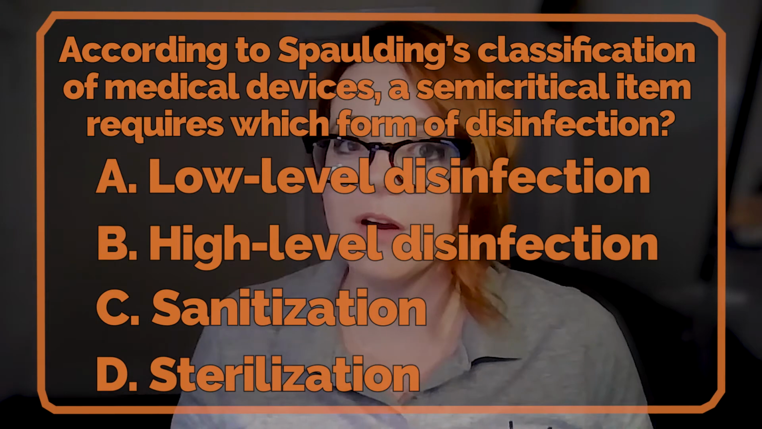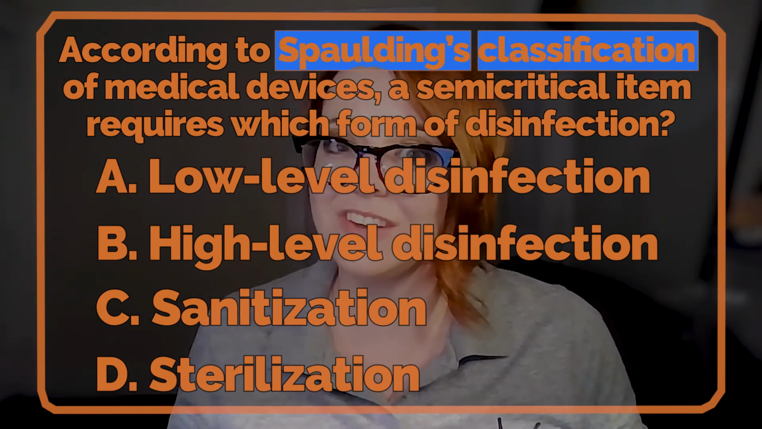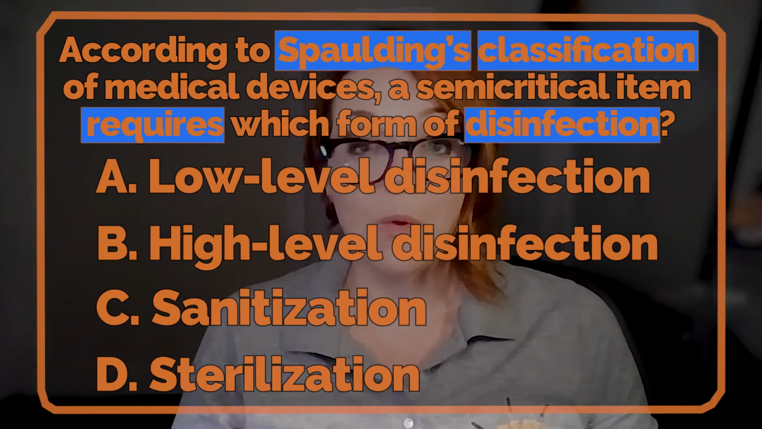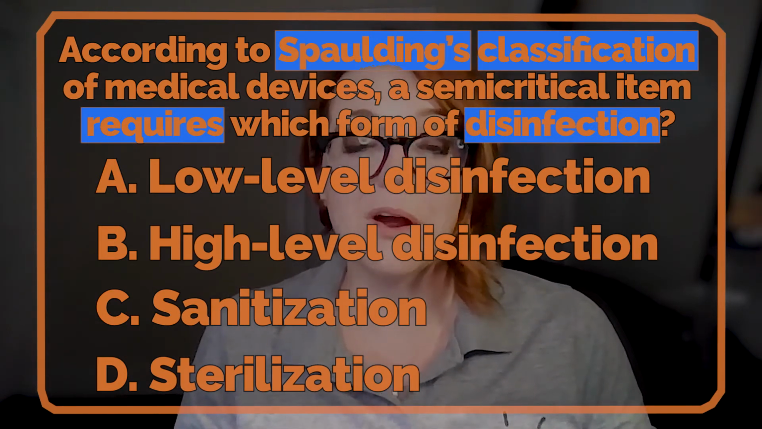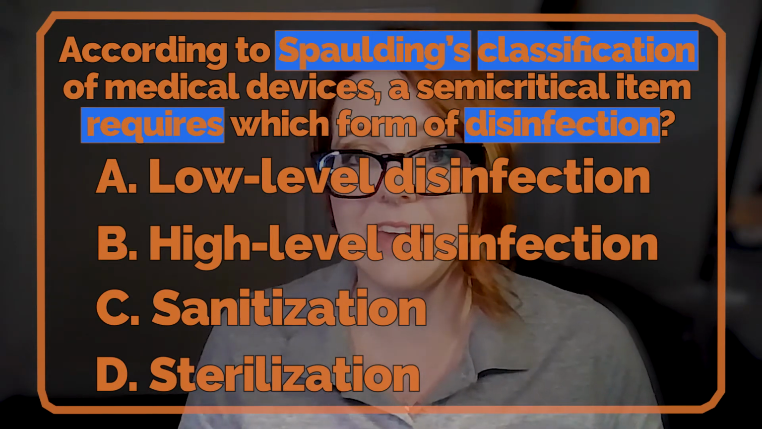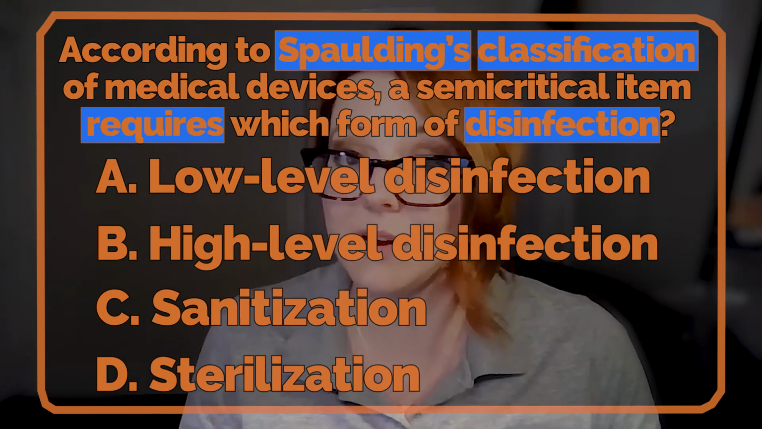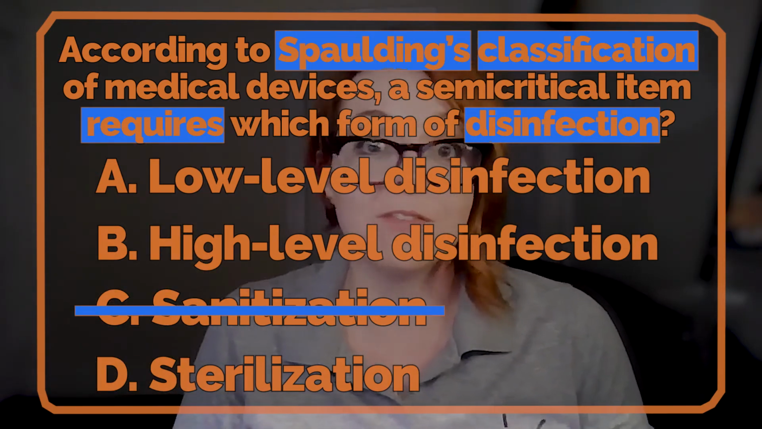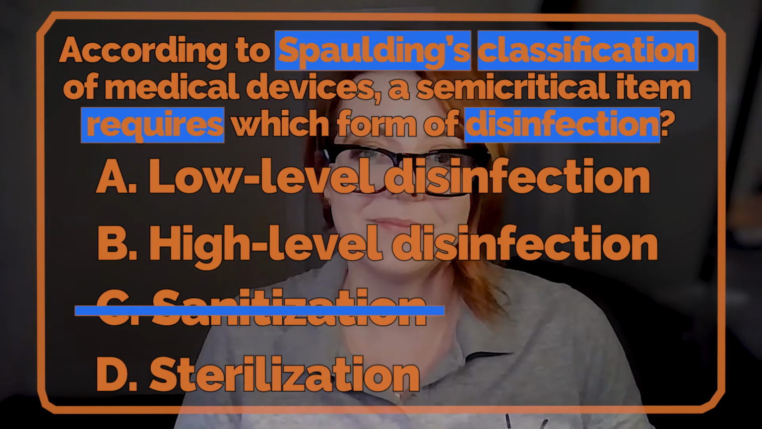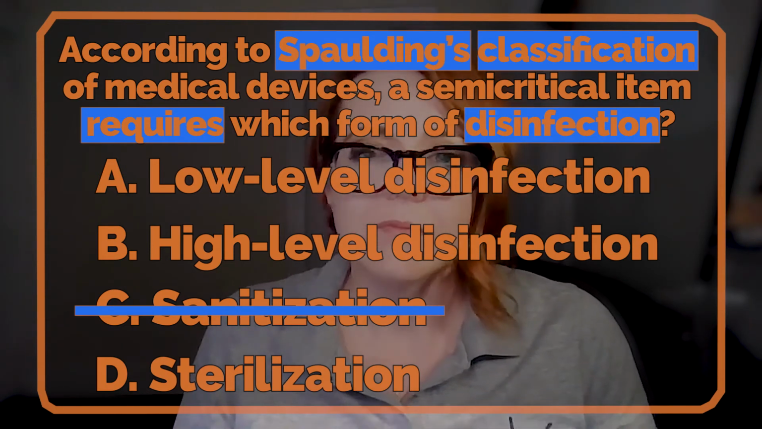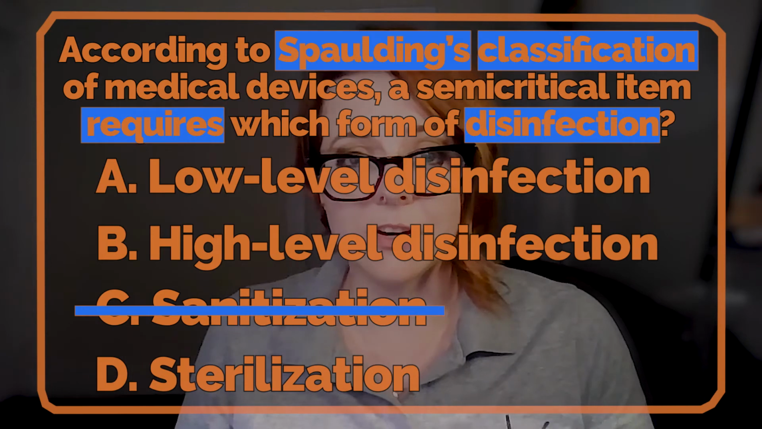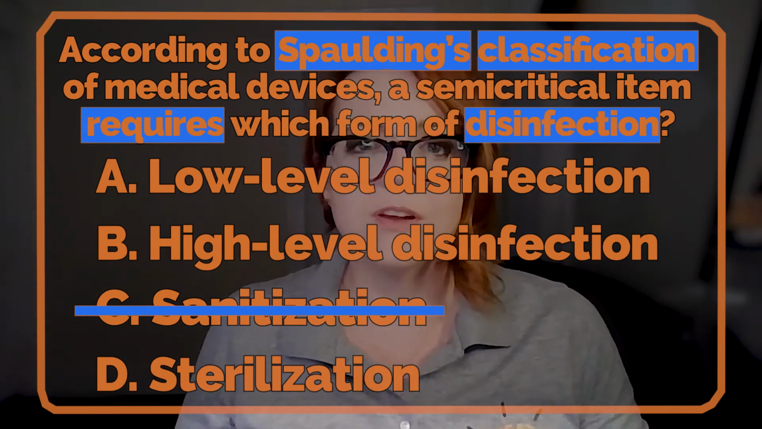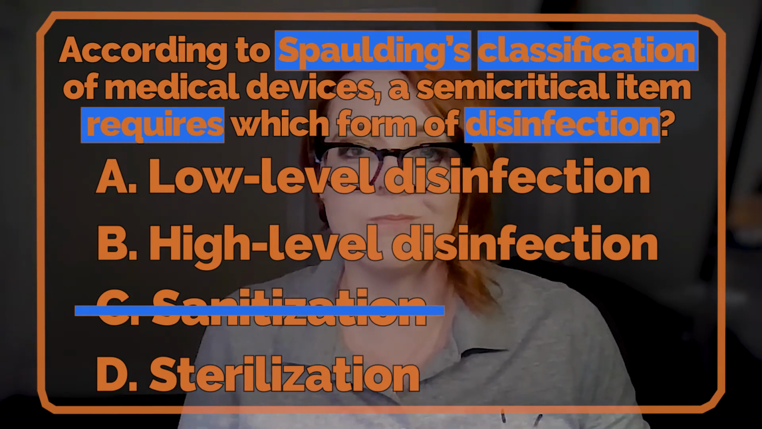Some key words are Spaulding, classification, requires, and disinfection. Let's highlight those. Which isn't the answer? There are 3 levels to the Spaulding classification system, and sanitization isn't one of them. Cross that out. Now the remaining options are viable because they're forms of disinfection. Which isn't the answer? The 3 levels of Spaulding are non-critical, semi-critical, and critical. Recalling these levels, the critical level requires sterilization, so scratch D out.